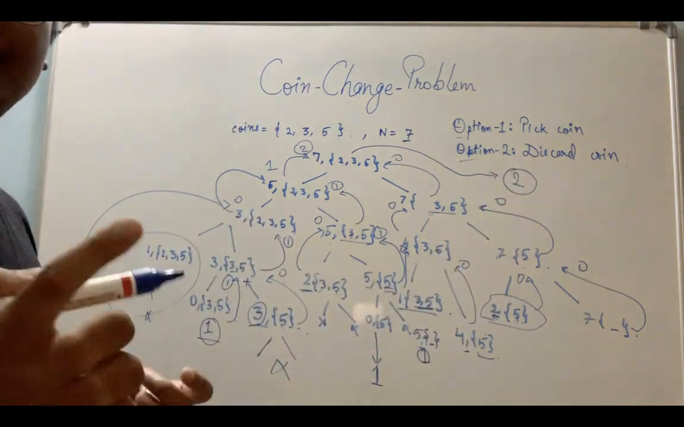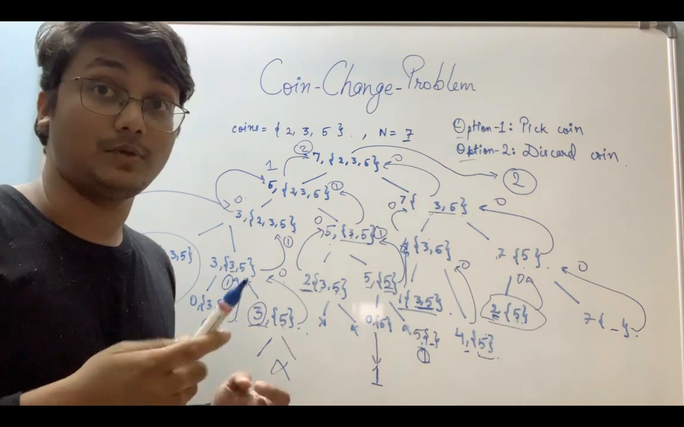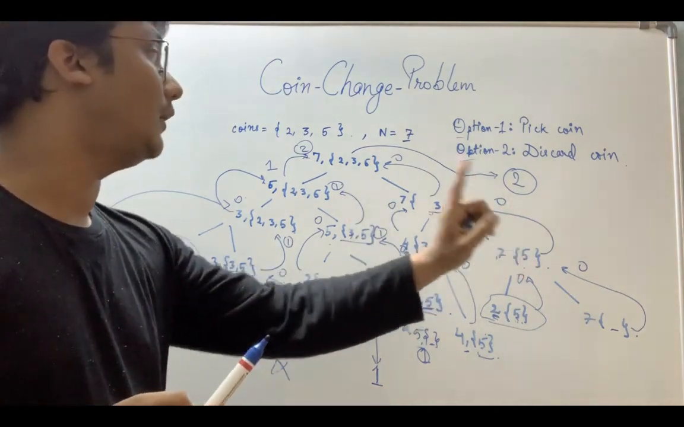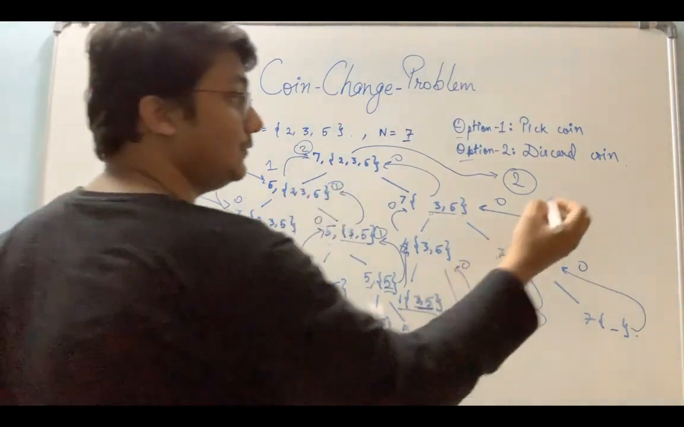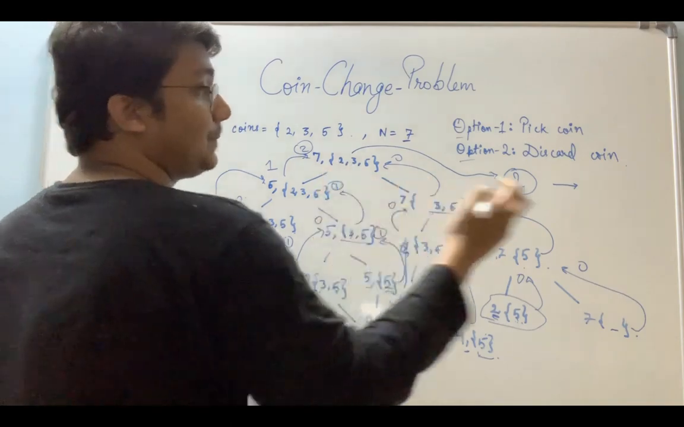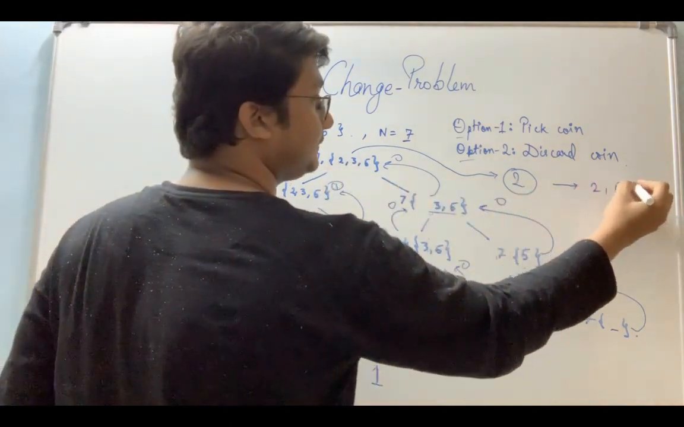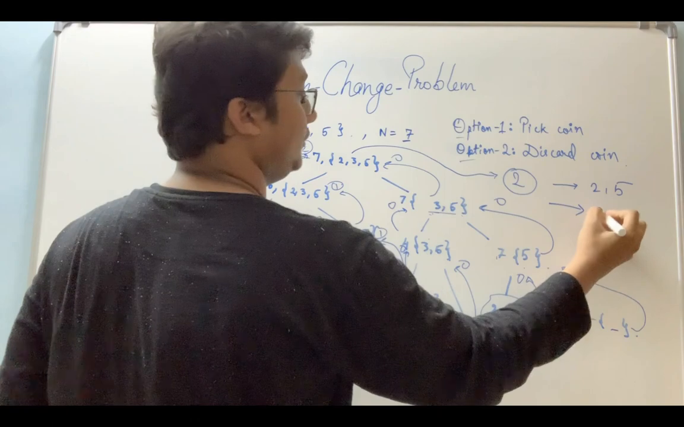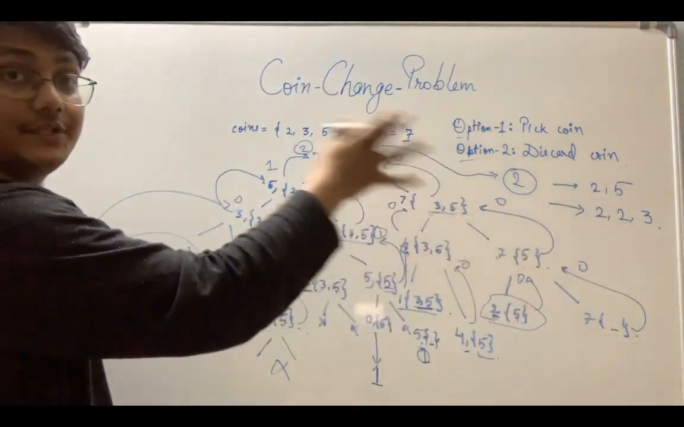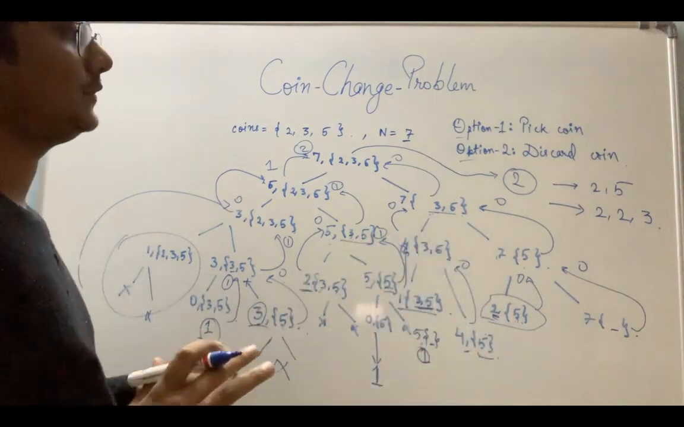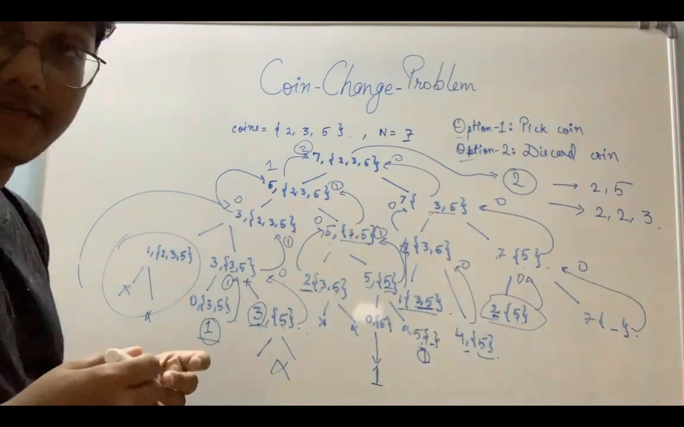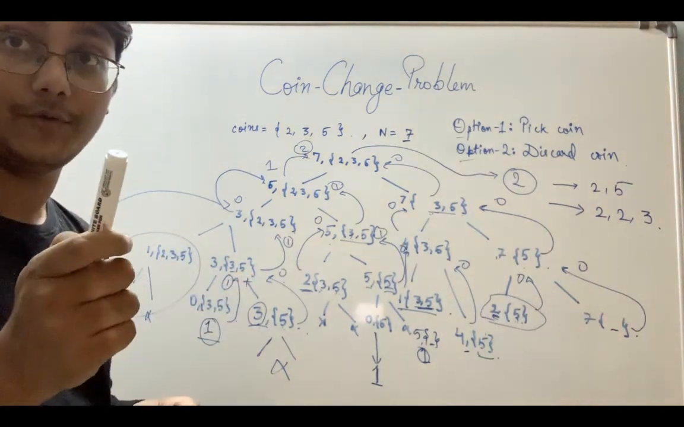So as we saw, when we were trying to solve this problem manually, we had two ways to make change for 7 using 2, 3, 5, and those two ways are 2 and 5, and 2, 2 and 3. So these are the two ways, and from the recursive call also you see that this is how we are going to solve that problem. So let's jump in and see how we can code this problem.